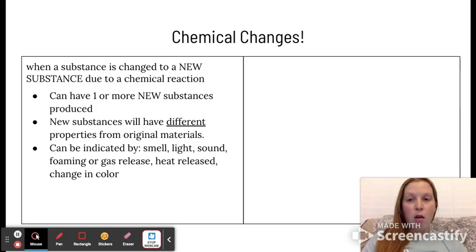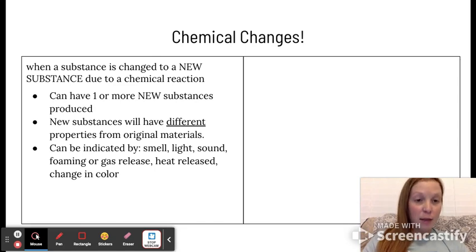These are chemical changes that you can see: smell, sight, sound, color changes in some cases. Gas release is a big one. If you see bubbling, that is considered a chemical change because you had gas production. If you feel a temperature change, so heat released or absorbed, that's also a very big chemical change.